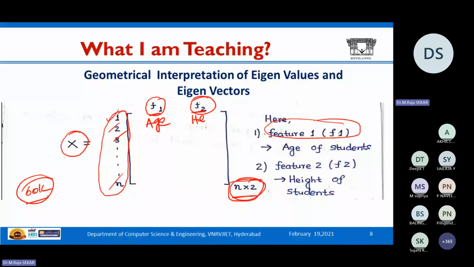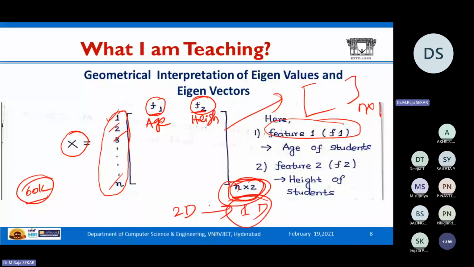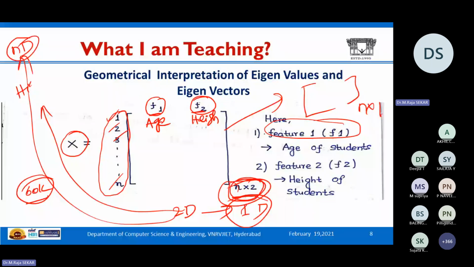Now, what is the dimensionality of this particular data set? 2 dimensions. What is my intention? I must reduce this n by 2 matrix into n by 1 matrix. Means I would like to convert 2-dimensional data into 1-dimensional data. Once it works, you can extend this to higher dimensions, means you can extend 2D to ND, n-dimensional data, isn't it? As I told you, for simplicity only, I'm explaining this example, 2-dimensional to 1-dimensional.